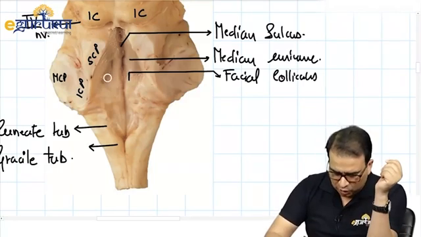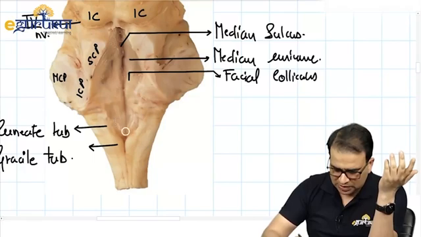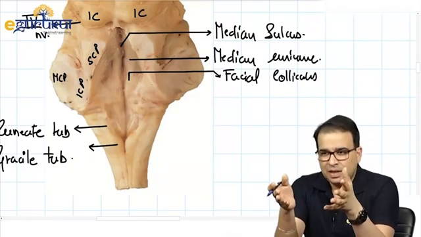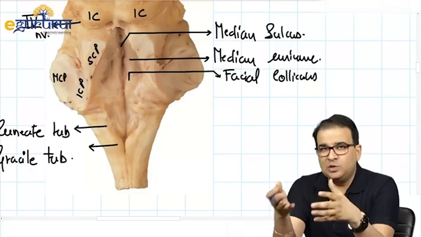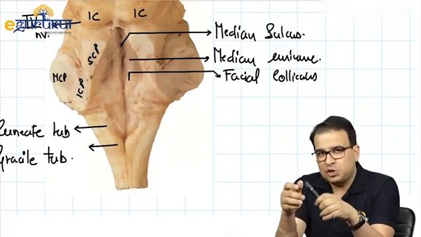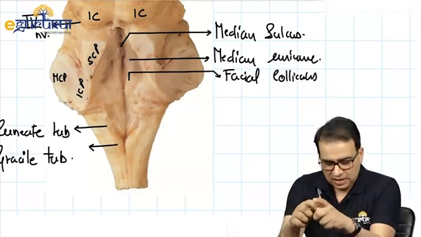See, there is a sulcus on the outside here, which again cannot be seen very clearly in this section. The sulcus is called the sulcus limitans. That is the sulcus which divides the neural tube into two parts. Medial to the sulcus limitans, we have the majority of the motor nuclei placed.